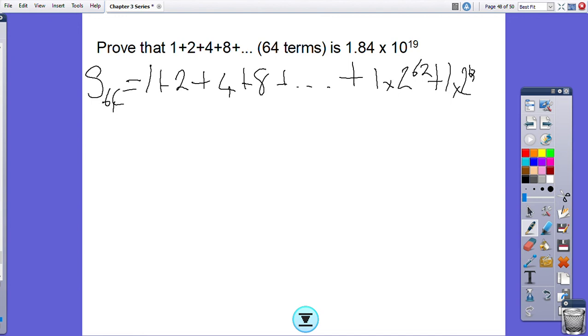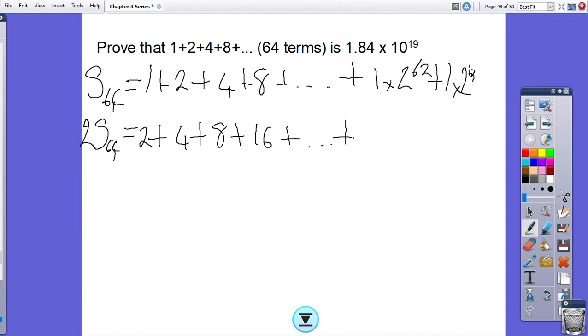So there's the sum there. Now here's the trick. To get from term to term, we multiply by 2. So what I'm going to do is take that complete sum and multiply it all by 2. And this is what I mean. So I get 2 S64. Now 1 times 2 is 2. 2 times 2 is 4. 4 times 2 is 8. 8 times 2 is 16.